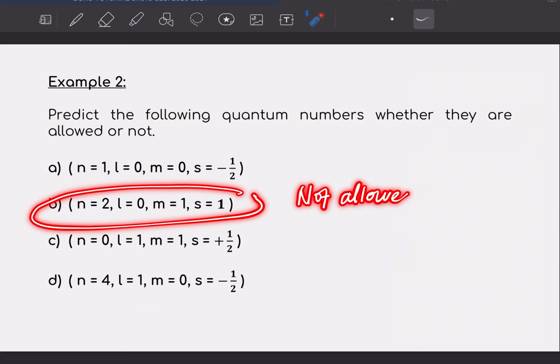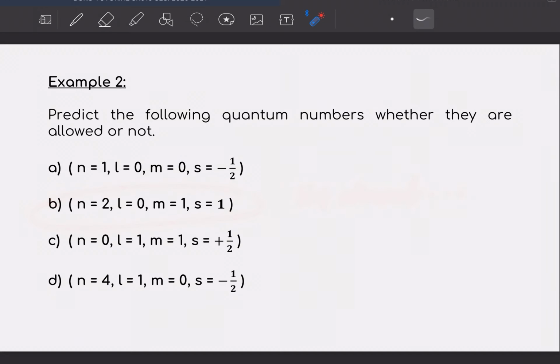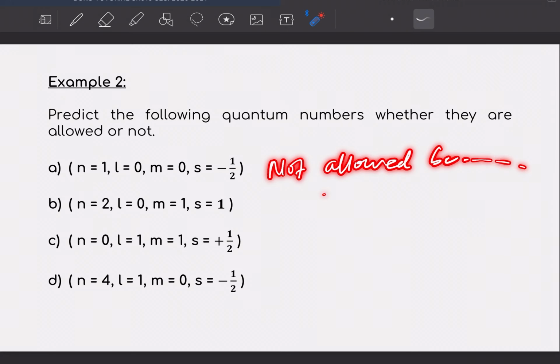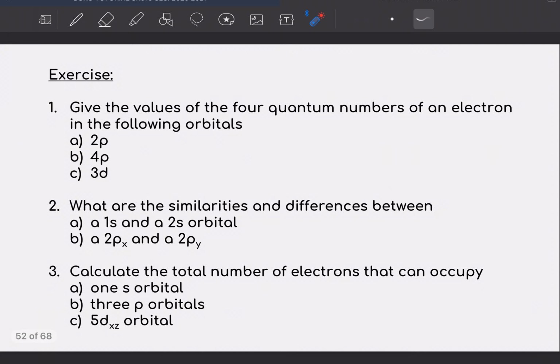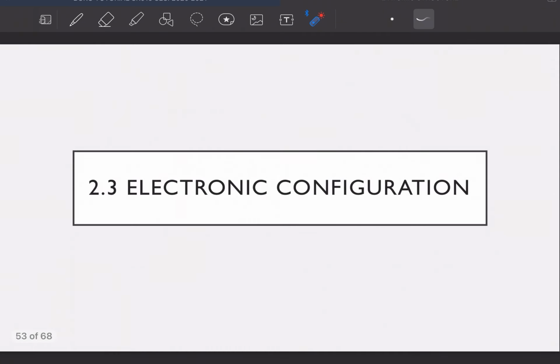Okay. So tadi ayat yang saya cakap tu, that is the ayat for your explanation lah. You have to say not allowed. Why? Not allowed because blah blah blah blah. Okay. So yang lain nak buat, try buat sendiri, and we will discuss. This exercise, do it yourself. Alright, so that's part 1 for example 2.